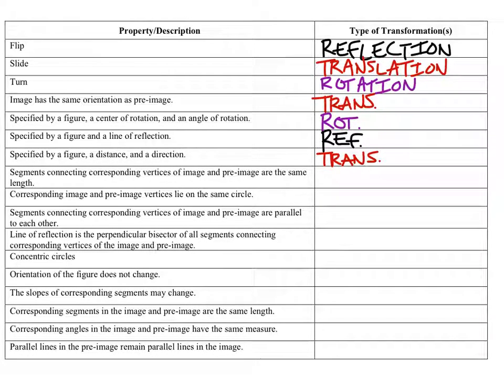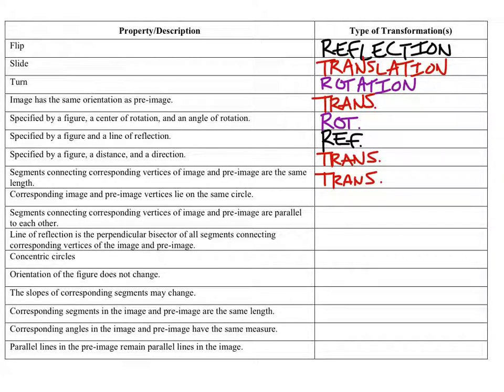Segments connecting corresponding vertices of image and preimage are the same lengths. Let's think about it. These are certainly a translation. That's not necessarily true with reflections, but rotations, is it possible? But not always. No. Very few instances.